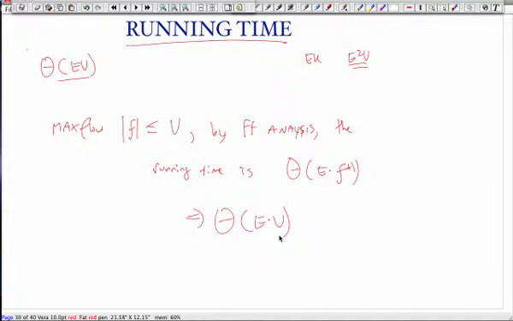Edmonds-Karp is a generic algorithm, and it says the upper bound is going to be E squared V. And in particular, since we're running the same algorithm, it's going to have the same running time here. The analysis just shows that it's actually going to finish in order EV time. Make sense?